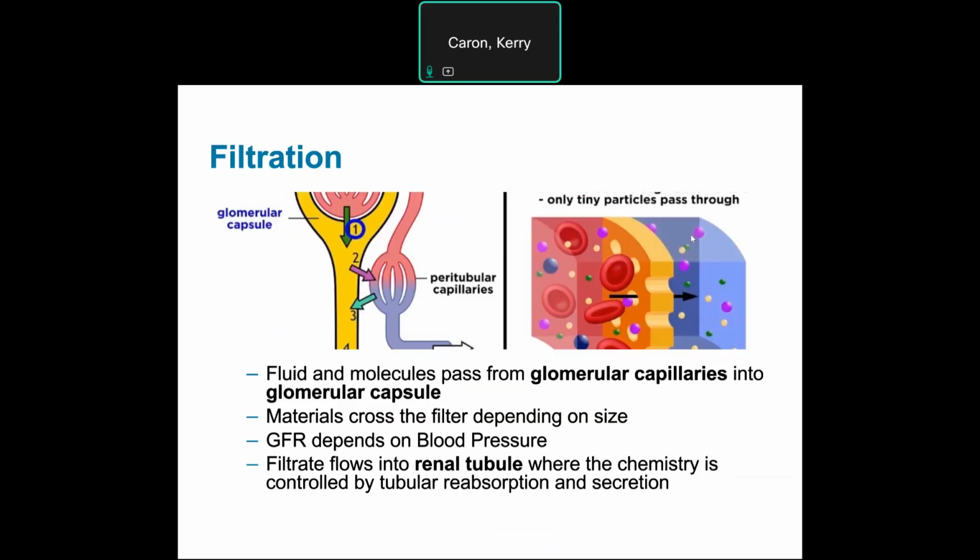So that filtration, that all important filtration, fluid and molecules will pass from the glomerular capillaries into the glomerular capsule. And it really just depends on the size of the particles, okay? The rate of the filtration, so GFR is glomerular filtration rate, it depends on our blood pressure. How much pressure is pushing to have filtration happen? The filtrate's then going to go into the renal tubule system where chemistry is controlled. It's going to decide, what are we taking back, what are we reabsorbing, and what are we secreting?